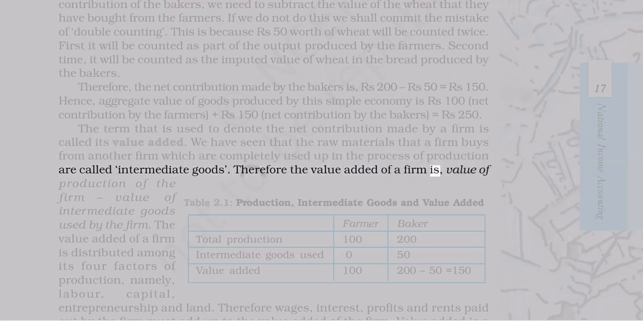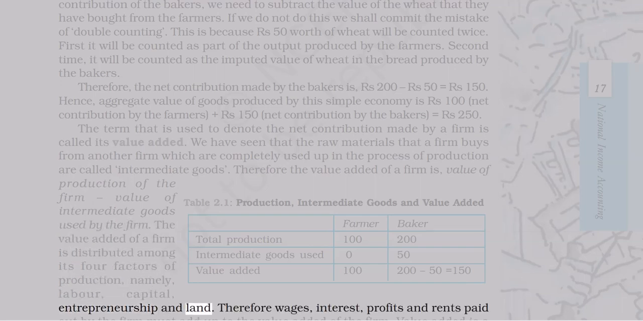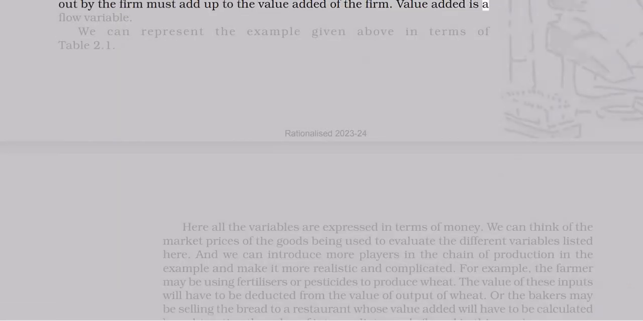Therefore, the value added of a firm is value of production of the firm minus value of intermediate goods used by the firm. The value added of a firm is distributed among its four factors of production, namely, labor, capital, entrepreneurship, and land. Therefore, wages, interest, profits, and rents paid out by the firm must add up to the value added of the firm. Value added is a flow variable.